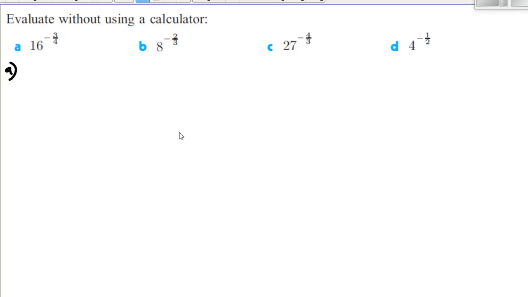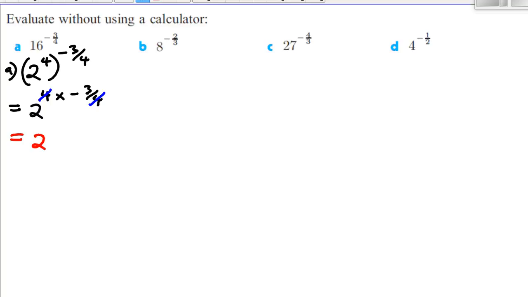So 2 to the power 4, to the power of negative 3 over 4, will be equal to 2 to the power 4 multiplied by negative 3 over 4. Now, same thing, cancel that and that, gone. We end up with 2 to the power negative 3.